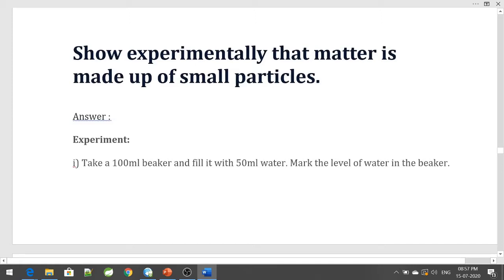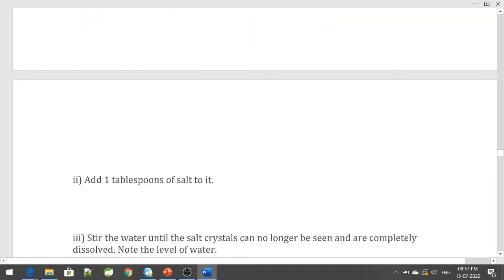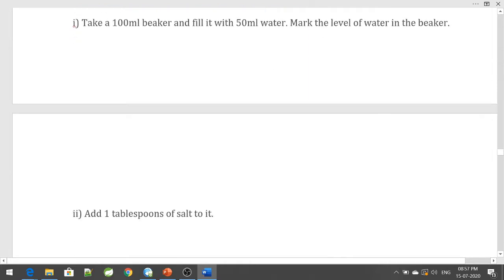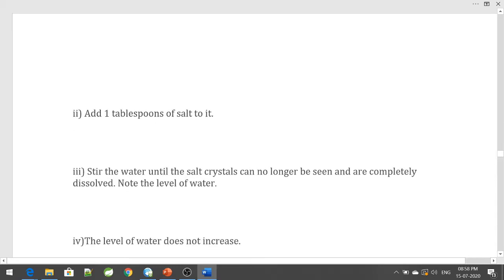Mark the level of the water in the beaker. So by taking a 100 ml beaker, we are taking only 50 ml of water. Add 1 tablespoon of salt to it. Only 1 tablespoon of salt. Stir the water until the salt crystals can no longer be seen and are completely dissolved.